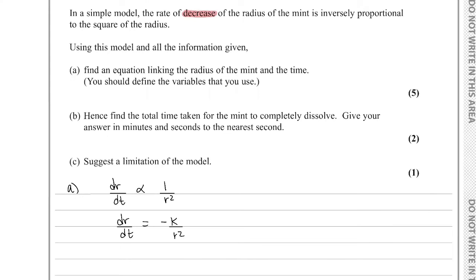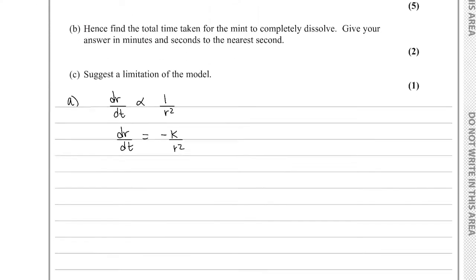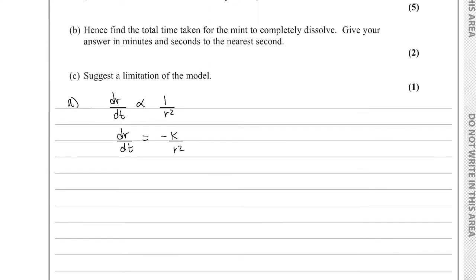So this is a differential equation in terms of r, t and this constant of proportionality k. I will solve this by separating the variables. So using cross multiplication, I collect the r terms with the r and the t terms with the t and integrate both sides. So r cubed over 3 is minus kt plus c.